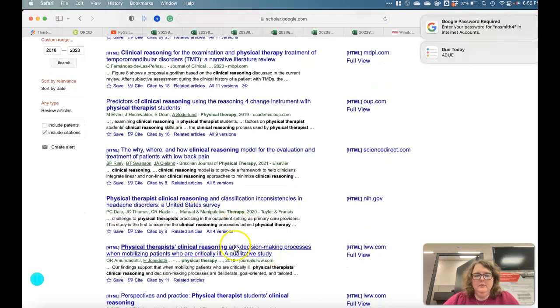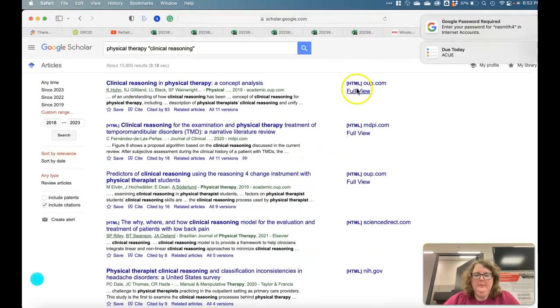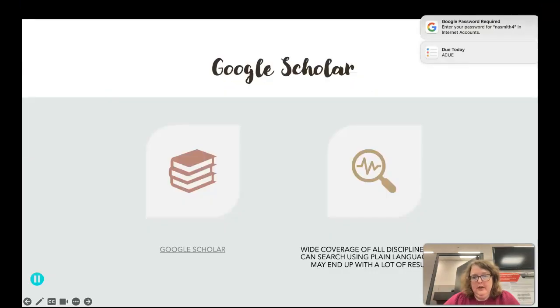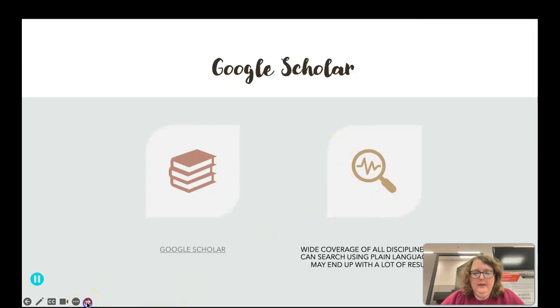And you can look at the articles that are pulled up. The advantage of using Google Scholar is it may help you identify articles because it uses plain language searching, and you may be able to get a broad variety of articles identified.